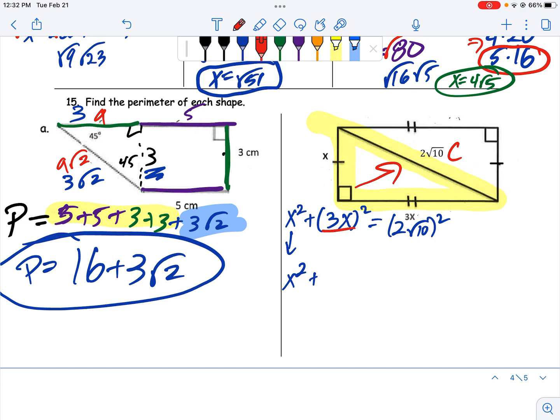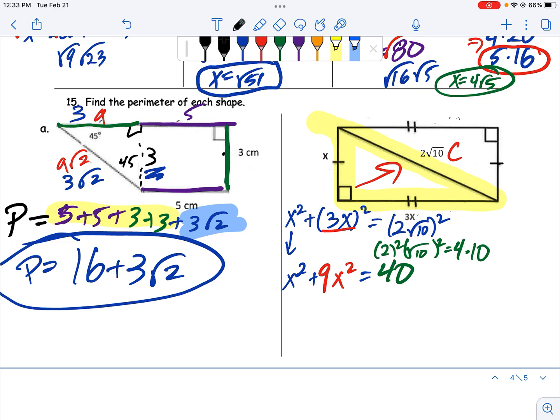This becomes, well, I have to square the 3, so that's 9x squared. You got to square both. I have to square the 3 and the x. This one's a little bit tricky as well. This one, I have to square the 2 and square the root 10, which 2 squared is 4, root 10 squared is just 10, so this is 40.